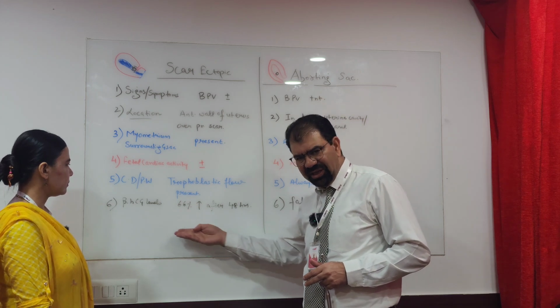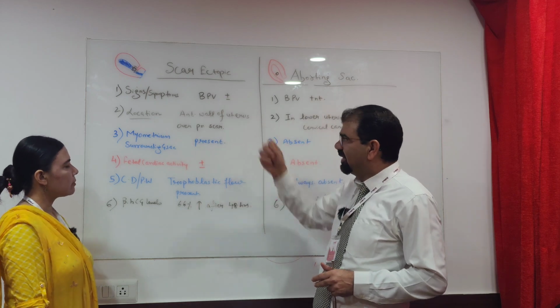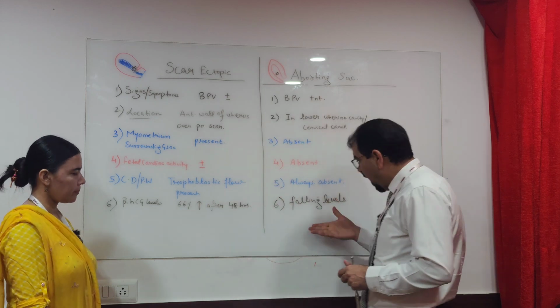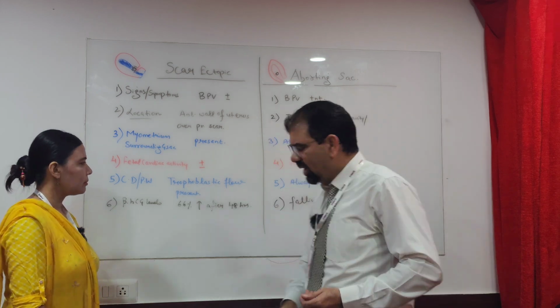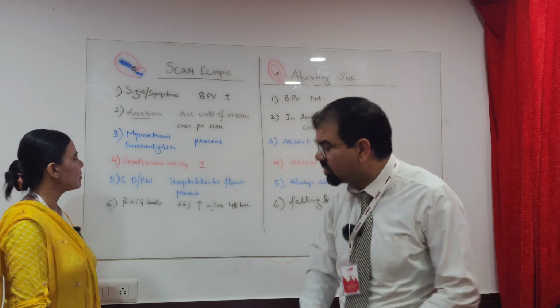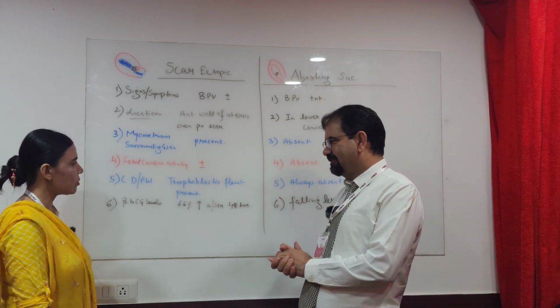If beta HCG is increasing, it can even double. If it is increasing, then it is going in favor of the scar ectopic, and if it is falling, that is going in favor of the aborting sac. So this was all about the differential diagnosis of a case which looks similar on ultrasound.